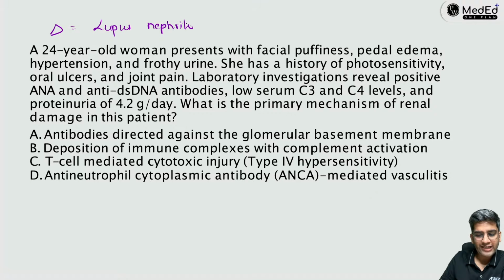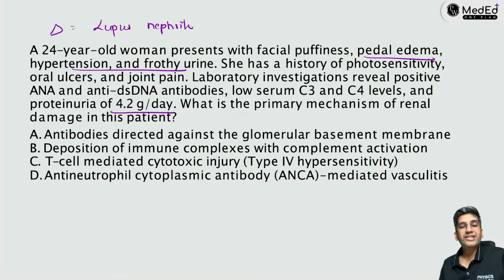Almost everything related to lupus is there, right from the young age women. That's also a classical history for me. Photosensitivity, oral ulcers, joint pain, all suggesting lupus. Plus, I have problems of kidney. So diagnosis lupus nephritis. Now tell me, what's the mechanism of lupus nephritis?